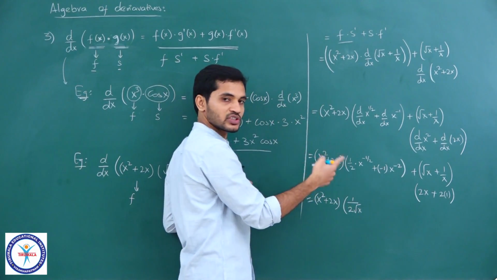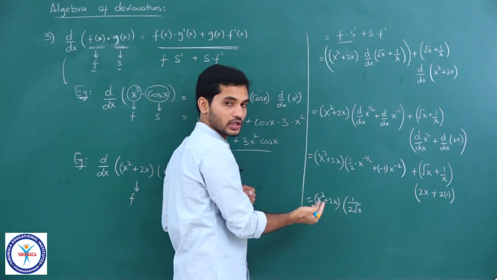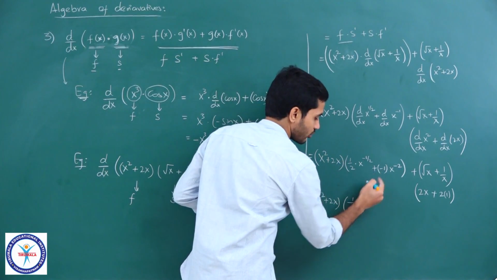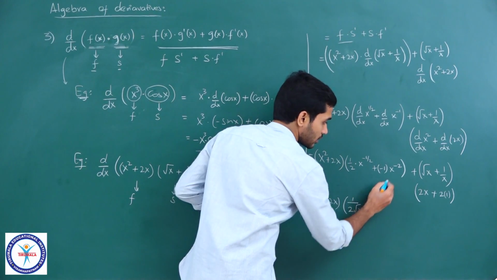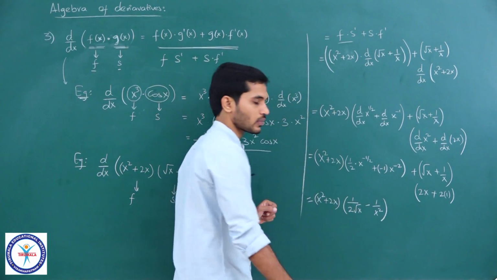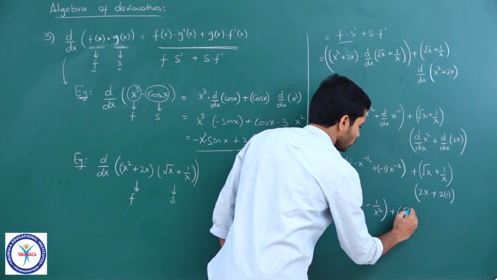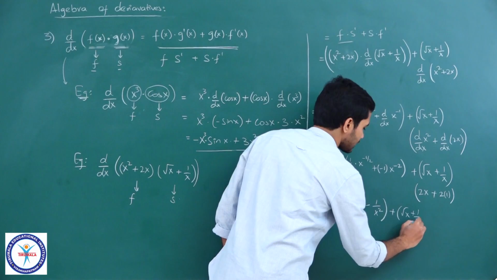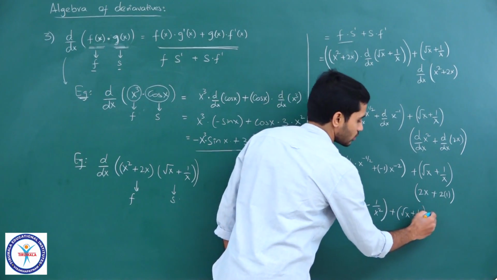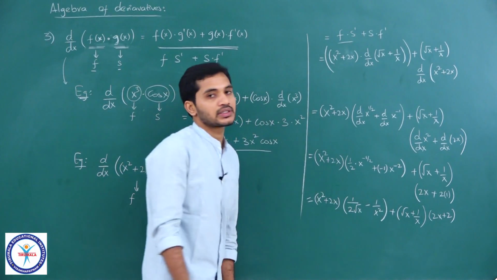X power 1 by 2 means root x, but there is a negative sign in the power. So, it goes to the denominator. Plus, sorry, we have minus, this can be written as 1 by x square, correct, plus this is as it is root x plus 1 by x into what is this, 2x plus 2. So, that is it students.